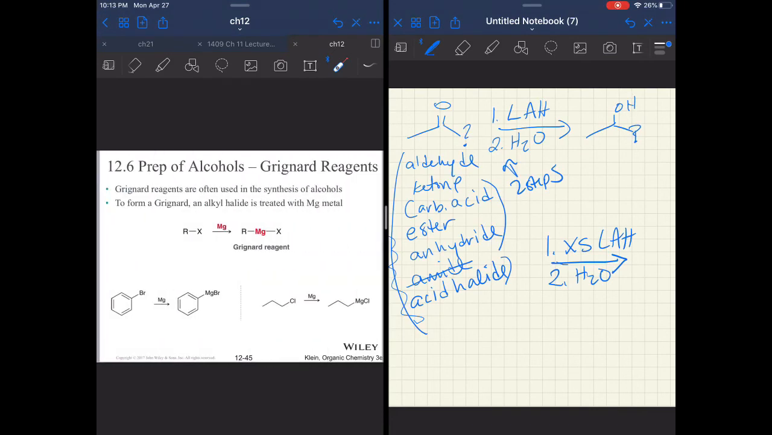We are going to start with this new preparation of alcohols called the Grignard in the next video. That's an exciting one, so come on back.